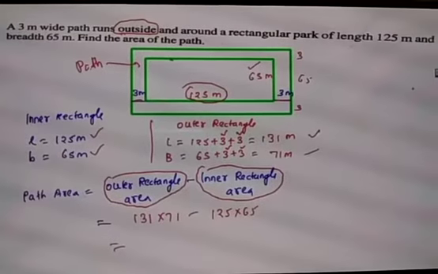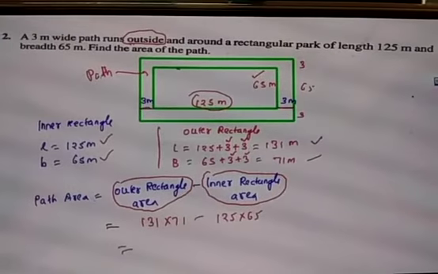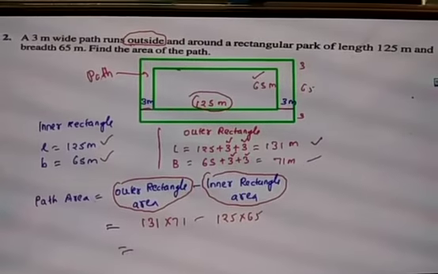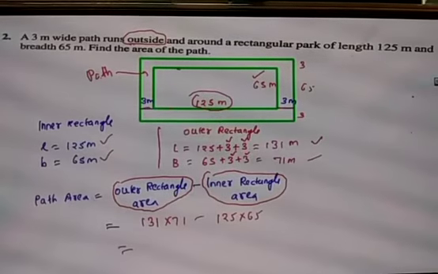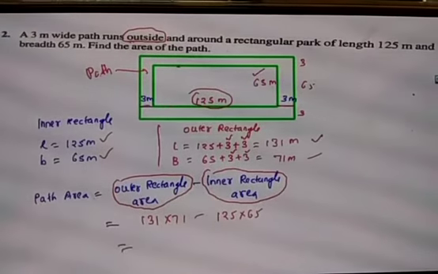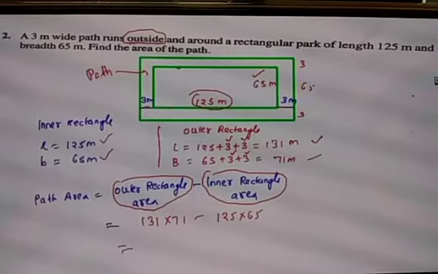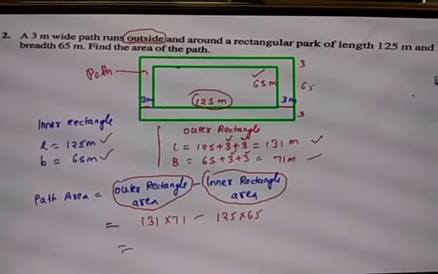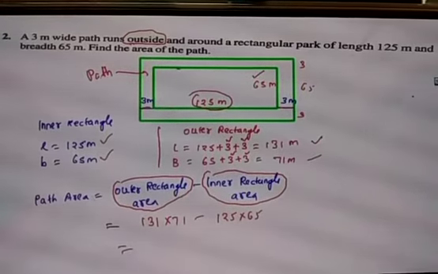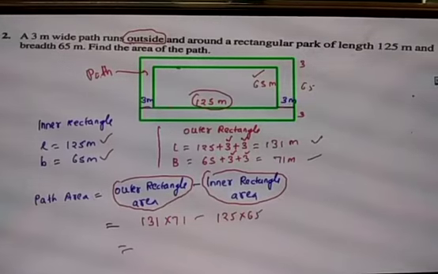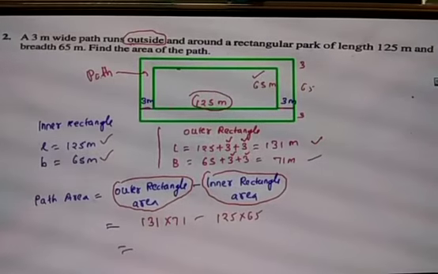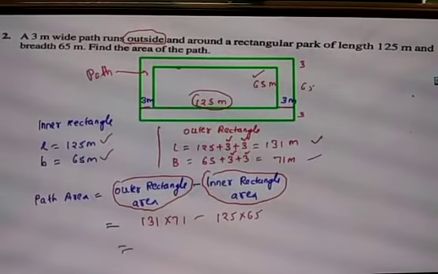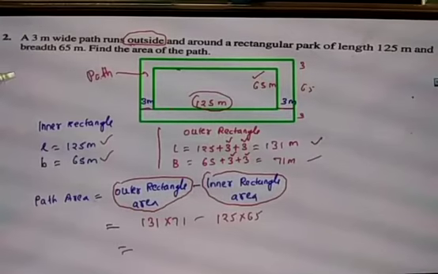So we will start off with the exercise here, that is exercise 11.3, 11.4. The first one you can do by yourself, then the second. The first one is the same as how we did just now. The next one: a 3 meter wide path runs outside and around a rectangular park of length 125 meter and breadth 65. Find the area of the path. It is similar to how we did the first example.